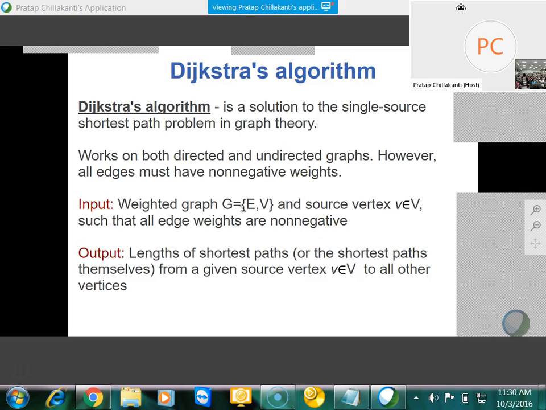So what is the input to solving the problem? The input is a weighted graph, right? The graph is nothing but vertices and edges. And then you are given the source vertex, because you are calculating these things from a source vertex. The output is the length of the shortest path from a given source vertex V to all other vertices. That is exactly what we solved in the sample that I gave you at the beginning of the class.